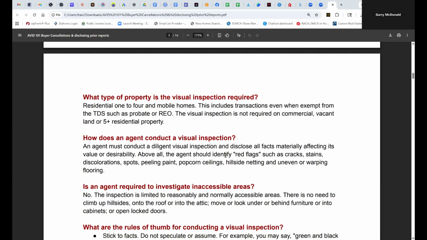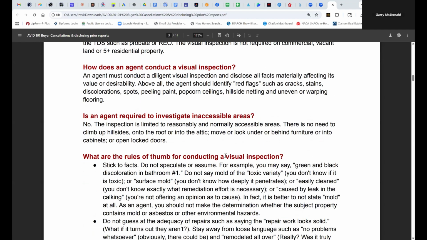How do you conduct the visual inspection? An agent must conduct a diligent visual inspection and disclose all facts materially affecting its value or desirability. Above all, the agent should identify red flags such as cracks, stains, discolorations, spots, peeling paint, popcorn ceilings, hillside netting, or uneven or warping floors.